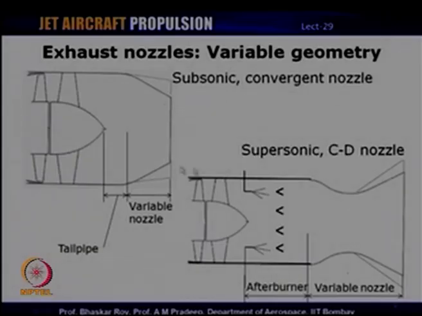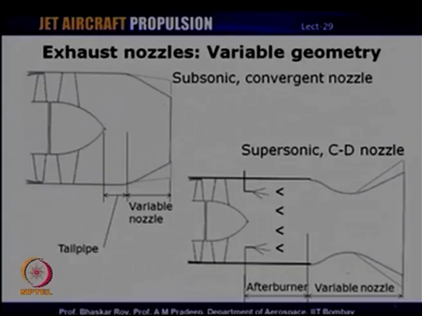So, in the presence of an afterburner, a fixed geometry CD nozzle would simply not suffice. One would need to vary the area, especially because the pressure upstream of the nozzle has changed substantially, and that can be accommodated only if the nozzle exit geometry can be varied. So, a variable geometry nozzle is essential in such applications. So, these are two different types or classes of nozzles, the fixed geometry nozzles and the variable geometry nozzles.